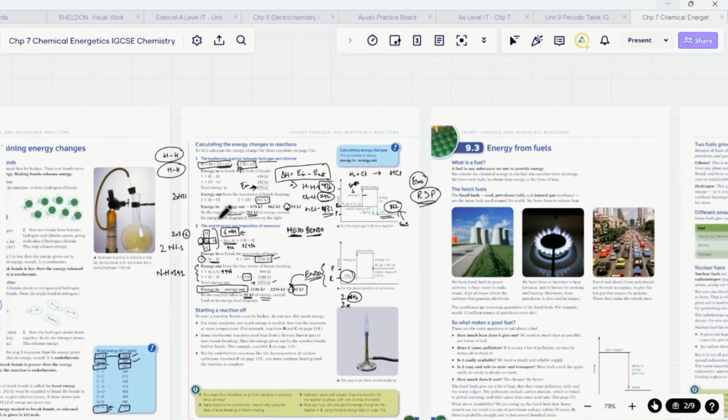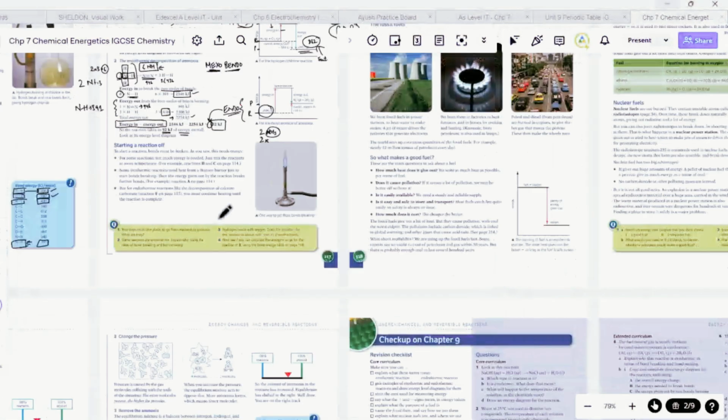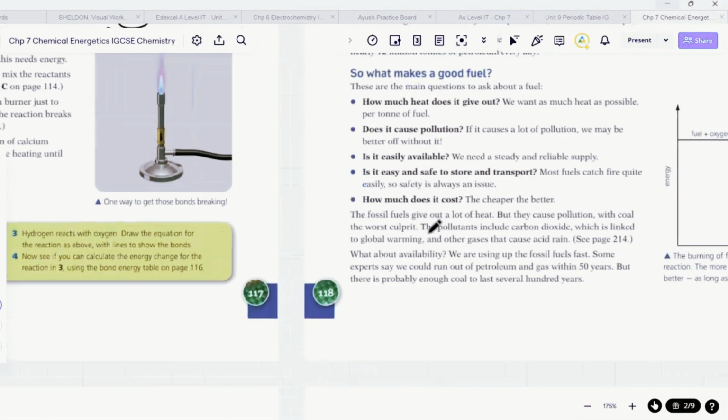All right. That's it in this part, this calculation part.